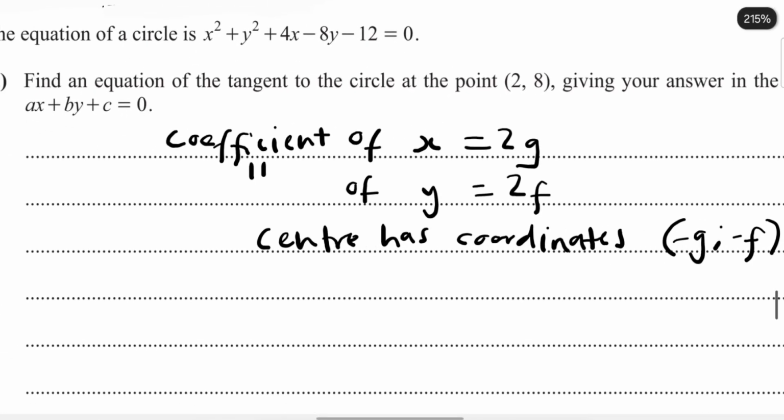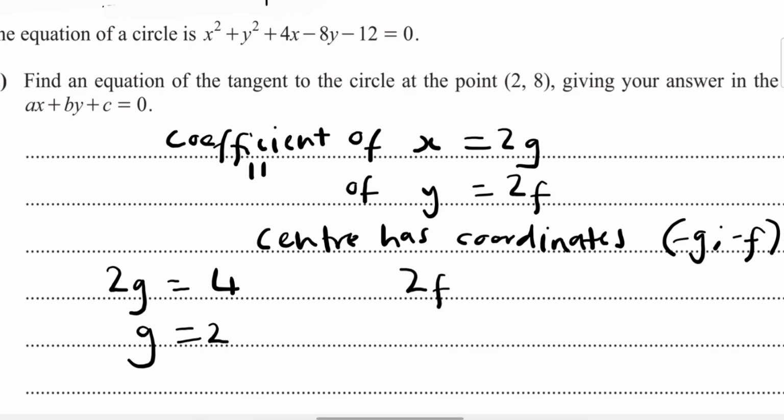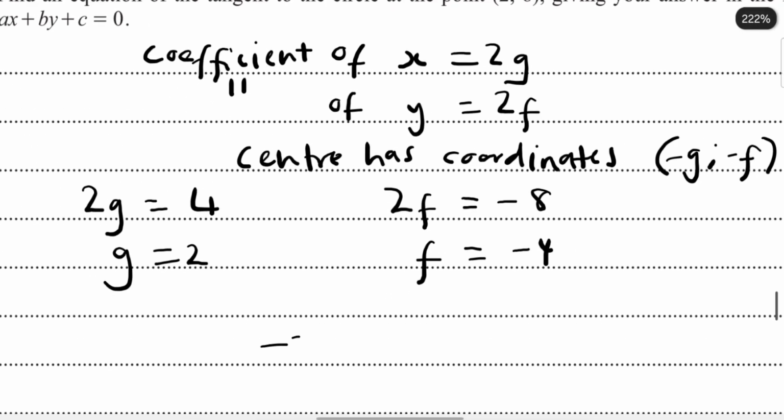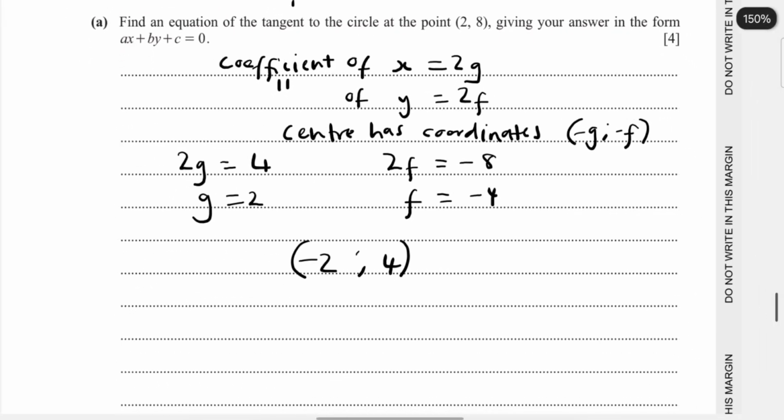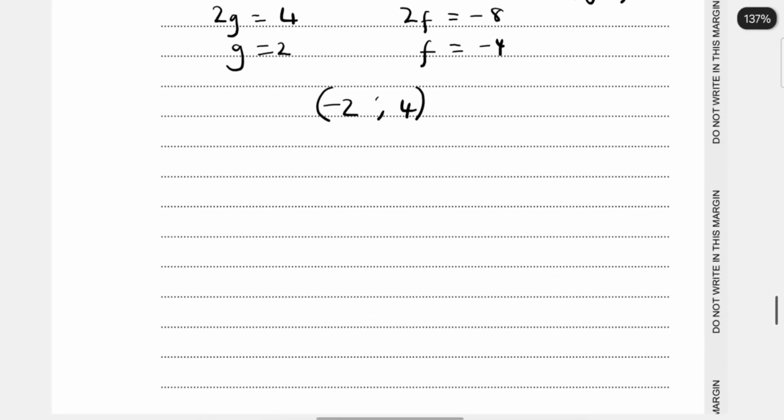So with this knowledge now, we will go on and say 2g is equal to 4. 4 is the coefficient of x there. 2g equals 4, therefore g equals 2. Then 2f is equal to minus 8, so f is equal to minus 4. So minus g is minus 2 and minus f is 4. So you know that this circle has a center at (minus 2, 4). So let's try and sketch it.